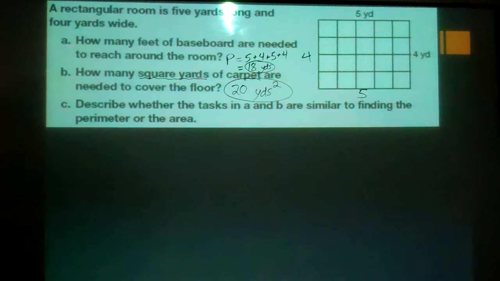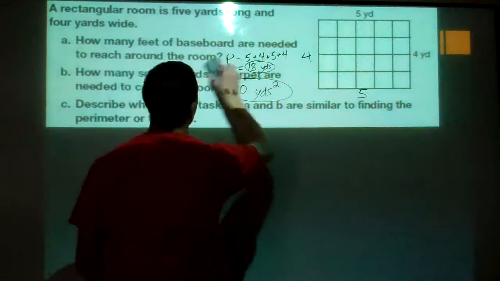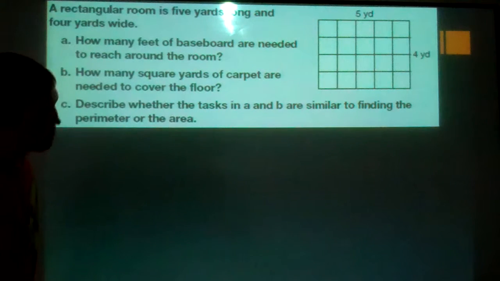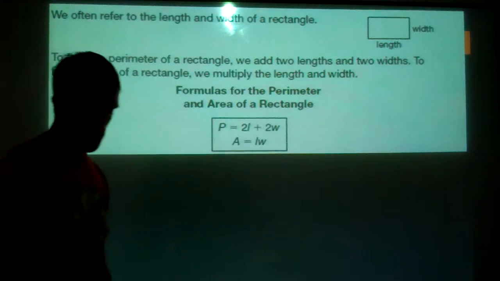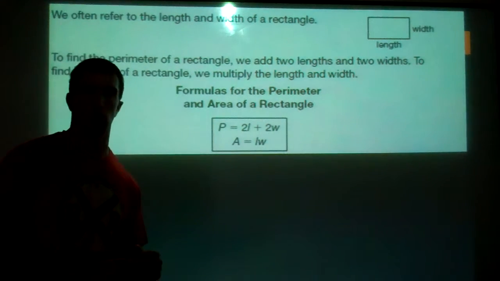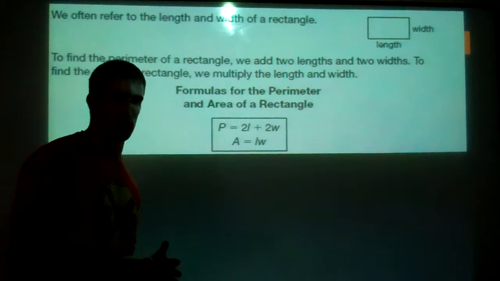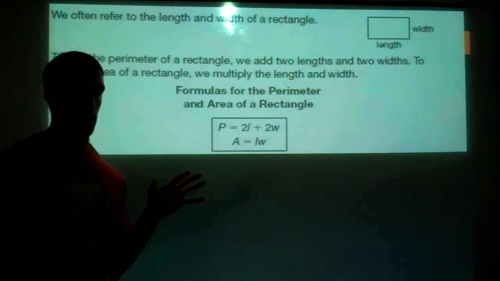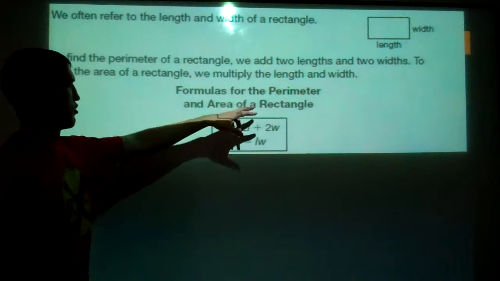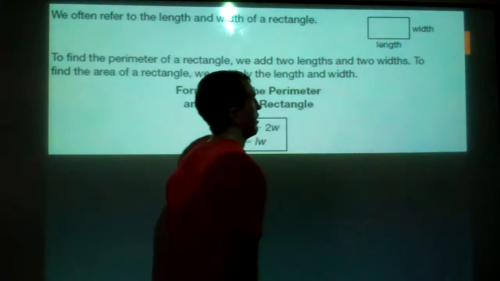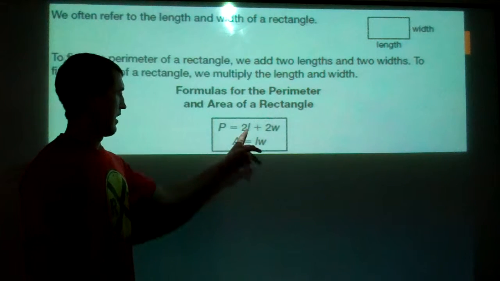In this lesson we're only talking about rectangles, which makes things a little easier. Eventually we'll get into triangles and circles and other shapes and how to find areas of them. But for now, just rectangles. And we have specific formulas for perimeter and area of a rectangle. We have a length and a width, and they will be denoted by L and W.